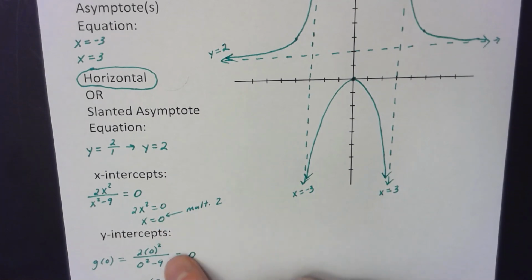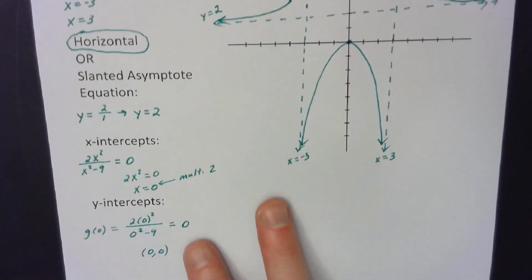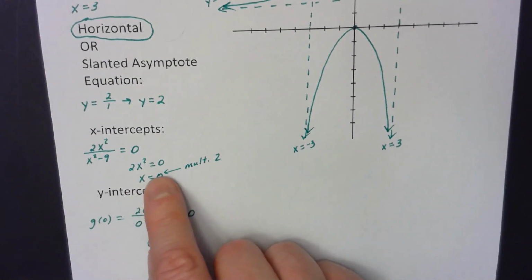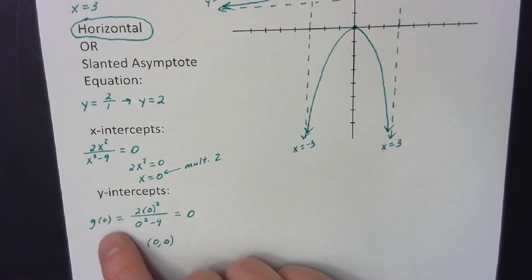Okay, now, the y-intercepts here. As soon as I know the x-intercept is at 0, I also know the y-intercept. But in general, to find the y-intercept, you evaluate your function at when x is 0.